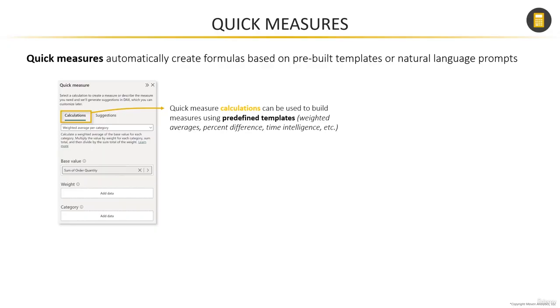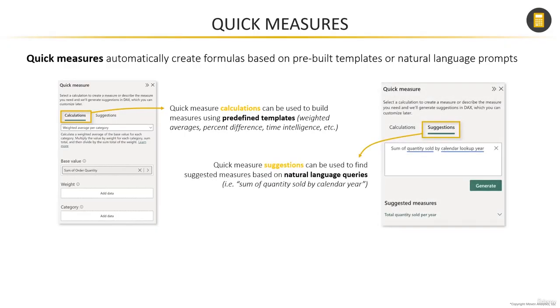So things like weighted averages, variance, percent difference, time intelligence, running totals, and much, much more. So, depending on the type of measure that you're looking to create, the quick measure window will prompt you with additional data that's needed. Like in our example here, we're looking at weighted average per category. So, we need to add in a base value, a weight, and a category.